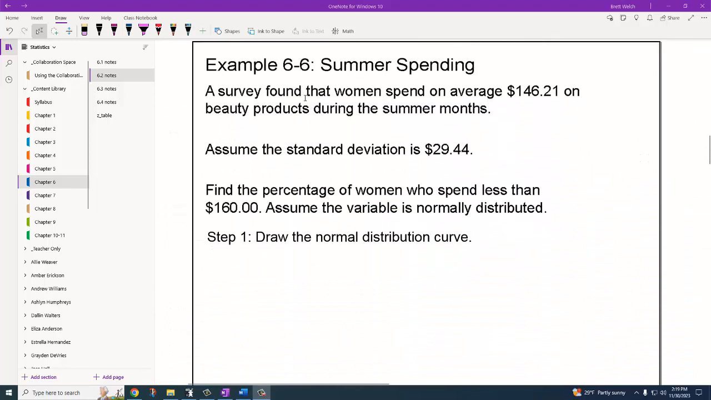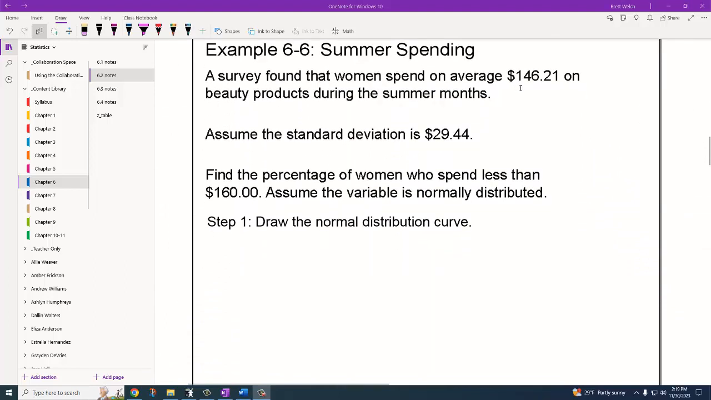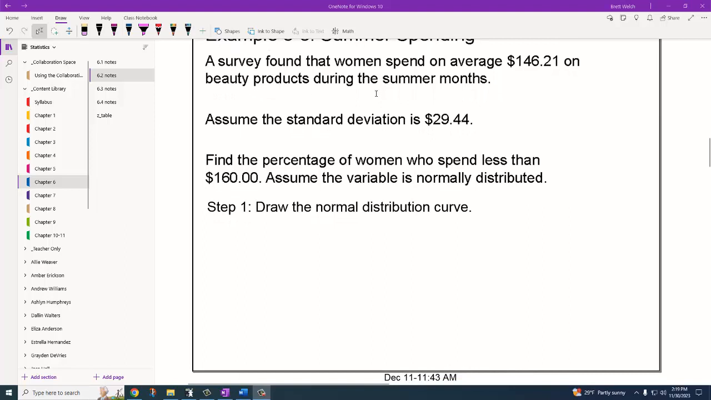Okay. A survey found that women spend on average $146.21 on beauty products during the summer months. Assume the standard deviation is 29.44. Find the percentage of women who spend less than $160. Assume that it's normally distributed. We're going to start by drawing our bell curve. I'm going to put some labels in it along the way.